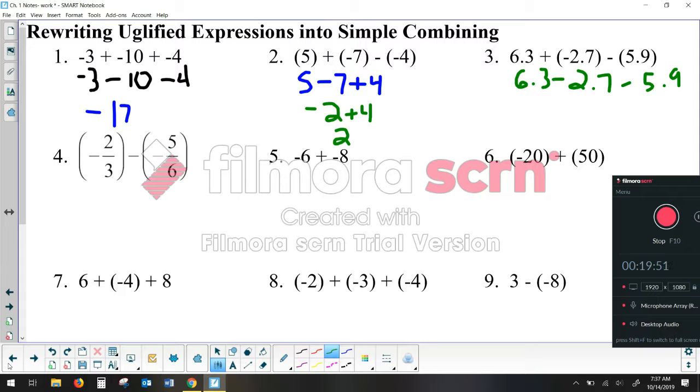So we see here with our negative 2.7, we are winning. Our 6.3 positive is winning by 3.6. Minus 5.9. Our negative wins here. 5 is greater than 3. So our negative wins by negative 2.3. Running out of room, sorry. All right.